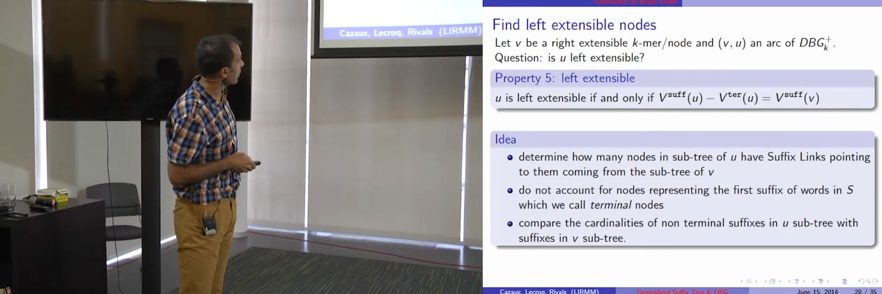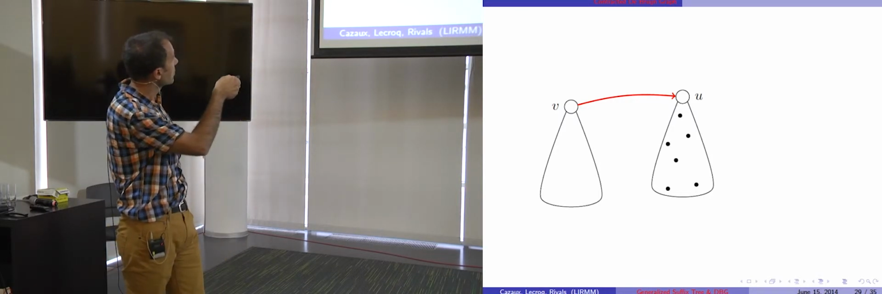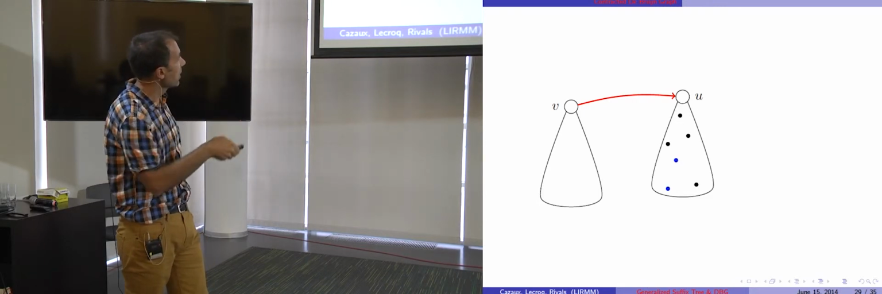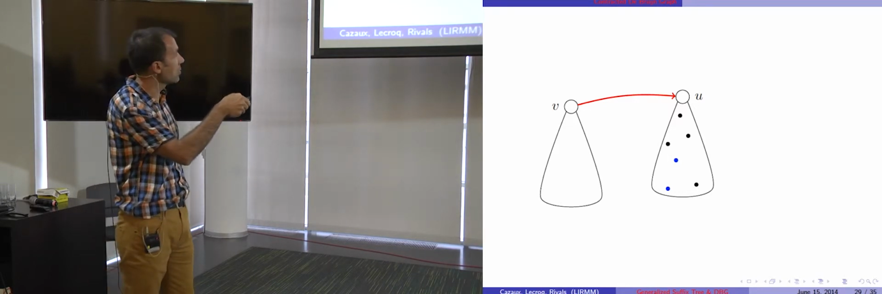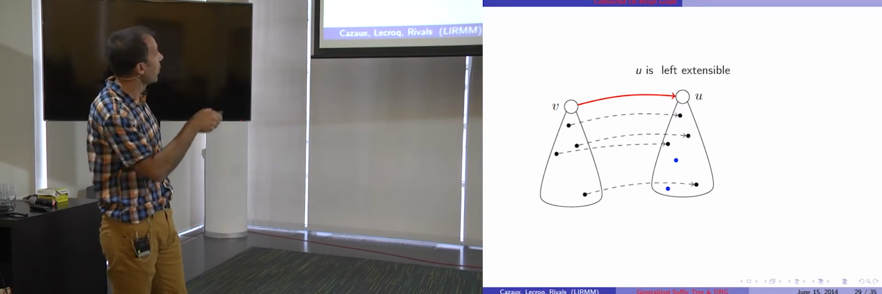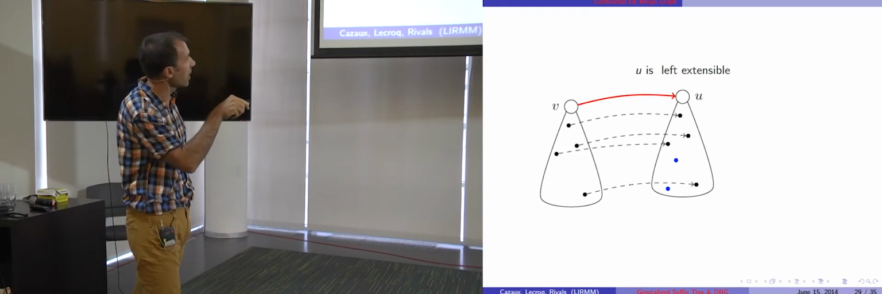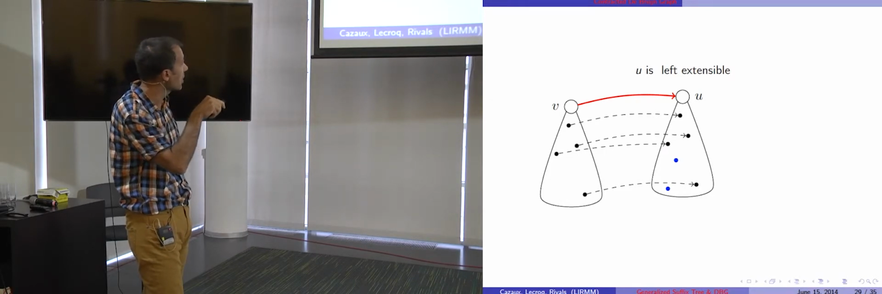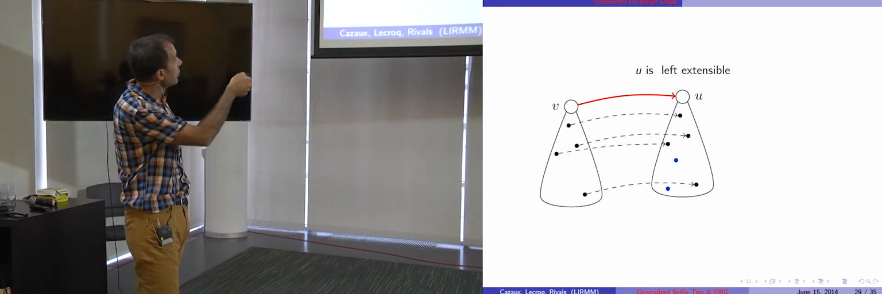So I can show you this in a general manner, this lemma here. You start from here to here, and you have all those possible suffixes there. Some of them might be terminal nodes, starts of some input words, and you delete them, but you have to explain all the black ones remaining. If all the suffix links coming onto those black nodes here in the subtree come from the subtree of the starting node, you're done. You're left extensible. U is left extensible.